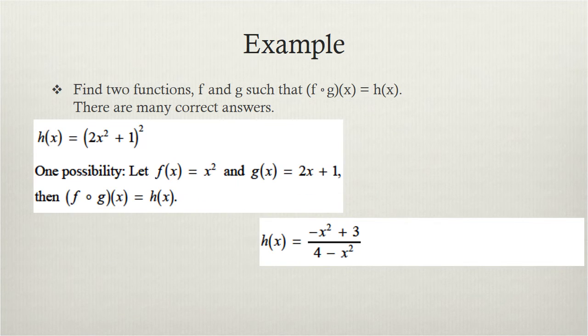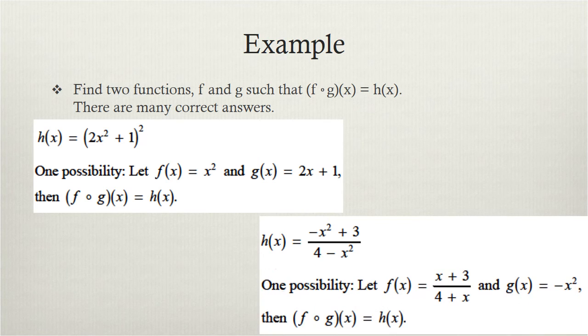For our first one, probably the easiest thing to do is to let our outer function be just x squared, and our inner function be, that should actually be 2x squared plus 1. And so when we compose them, you put 2x squared plus 1 in parentheses and square it, which gives you the final result. For this one, again, this is one possibility. You can let your outer function be x plus 3 over 4 plus x, because you'll notice that the top and bottom both have a negative x squared. So let your inner function be the negative x squared, and then when you stick that in place of the x's, you end up with what you started with.